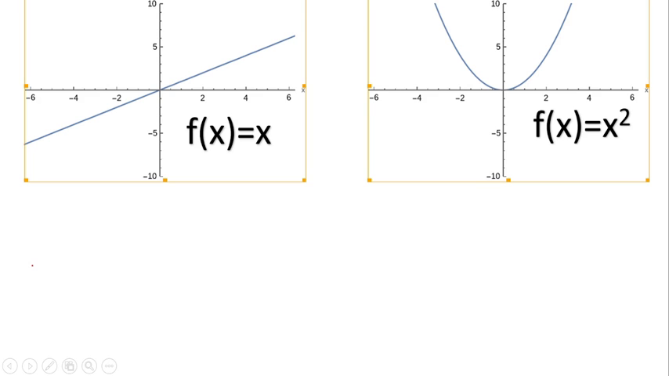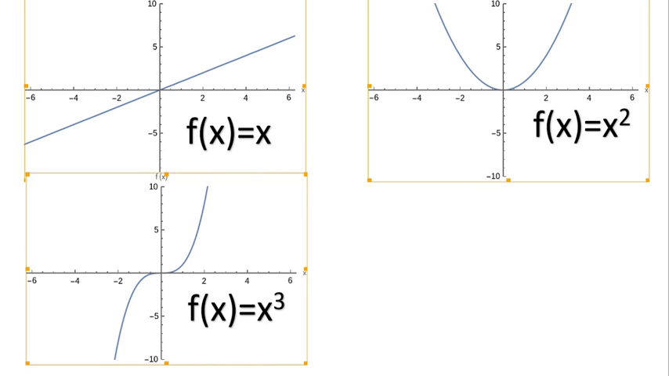Now let's look at another function which is seldom used in physics, but for completeness' sake, we are going to do this. This is the function f of x is equal to x cube. Now, if you notice this particular function, this is going to be an anti-symmetric function. How do you know that?